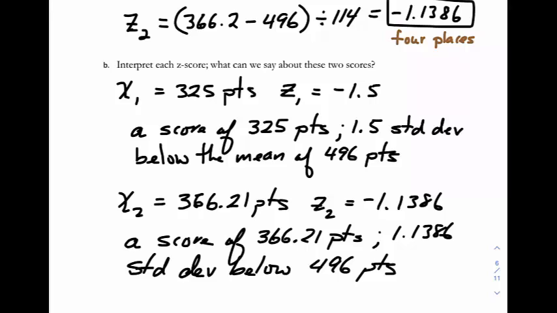So again, you can see that both of those, with a score of 325 or a score of 366.21 points, both individuals in this case scored below the mean, and would be picked up with a z value that is negative.